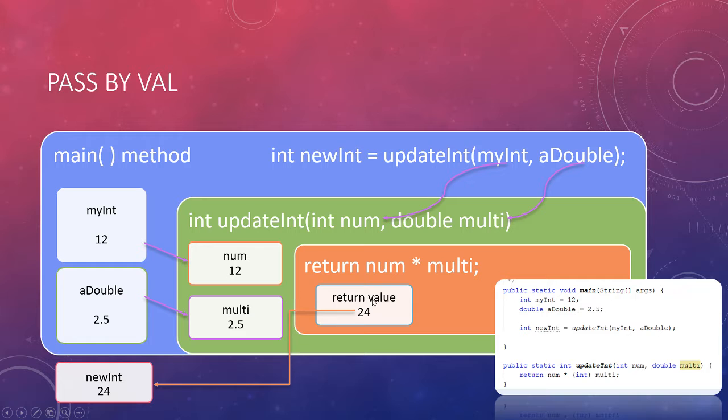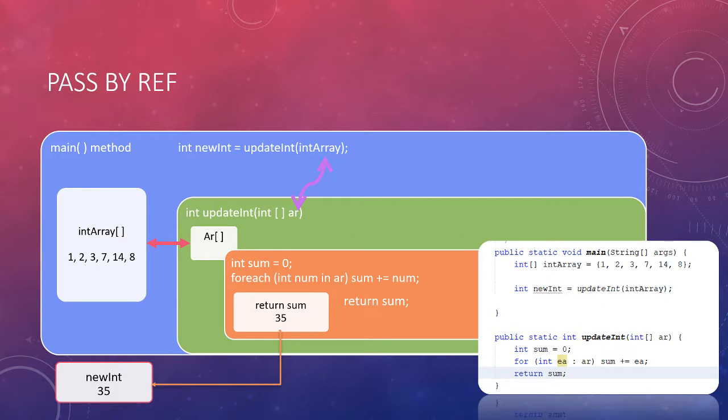The only way we can have updated data sent back to our main method from our updateInt method is by passing a return value. We did our integer math, and we're returning a value of 24, and our main method is going to save that value in this new integer. So now we have that new value available to our main method. But any other work that we did inside of our updateInt method was invisible to our main method. Our updateInt method was a black box. Main has no idea what was going on there.